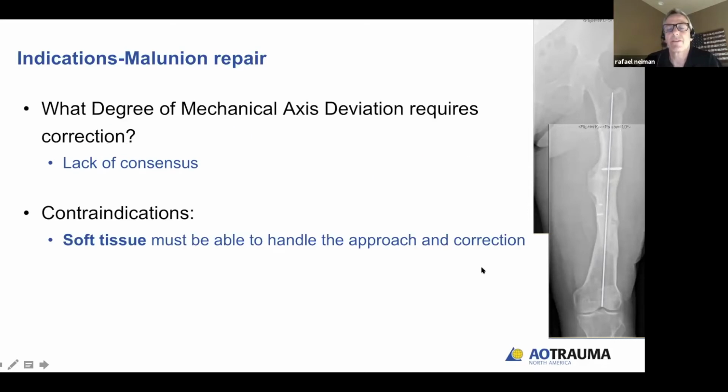So when we try to determine what degree of mechanical axis deviation requires correction, that's just really hard to pinpoint. I think there's a lack of consensus about what type of correction, but if you listen to the patient, they're going to tell you if it's something they can live with or not. The main contraindication for me is that the soft tissue must be able to handle the surgical approach, but not only the surgical approach, but with angular deformity, you have a lot of tension on the skin, and so it has to be able to handle that correction.